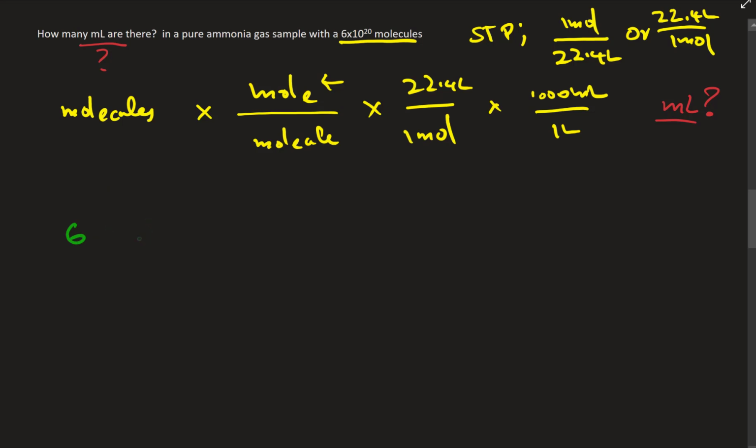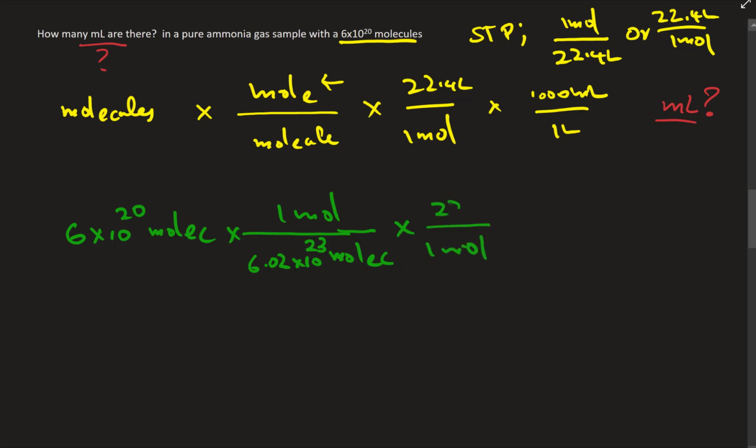So let's get started here. What is given? 6.1 times 10 to the 20 molecules, and we need the Avogadro, 6.02 times 10 to the 23 molecules over 1 mole. Cancel molecule to molecule. 1 mole is 22.4 liters, and then 1 liter is 1000 milliliters. So let's cancel molecule to molecule, mole to mole, liter to liter. You're left with milliliters. That's the whole point, right? So you get the right milliliter units.